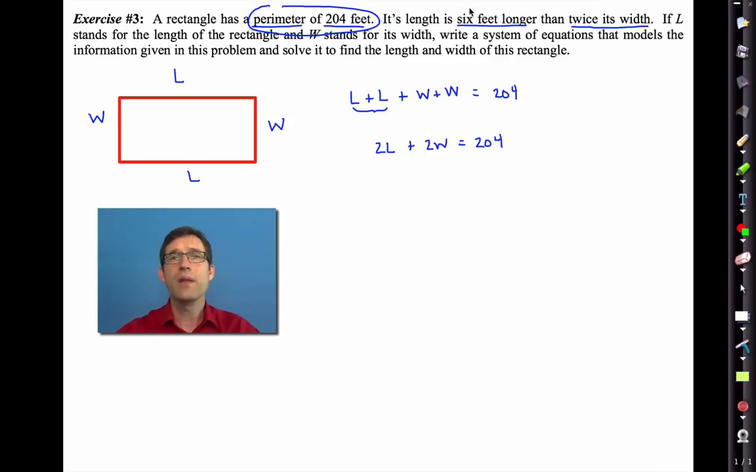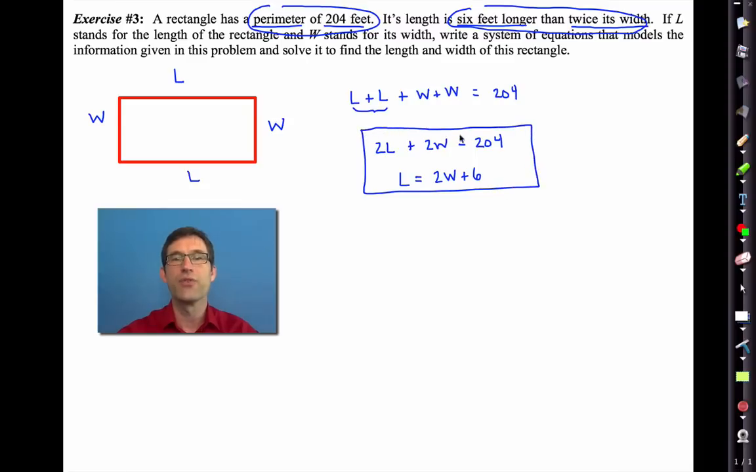Now, let's model the second piece of information with an equation. The length is 6 feet longer than twice the width. Well, here's twice the width, and adding 6 to it makes it 6 feet longer. Okay, so here's our system. There it is. We've just modeled the information given with two equations, and now we want to solve them.